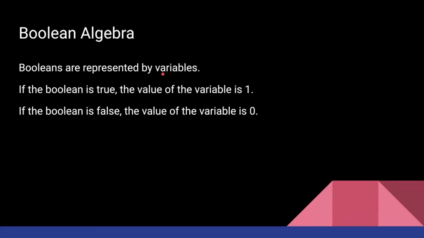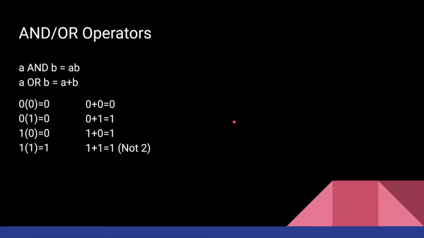So Booleans are represented by variables, and if it's true, then the value of the variable is 1. If it's false, then the value of the variable is 0. So here are the and and or operators. A and B is the same as A times B. A or B is A plus B. And the normal rules of arithmetic apply here. The only difference is 1 plus 1 is equal to 1 in Boolean algebra.